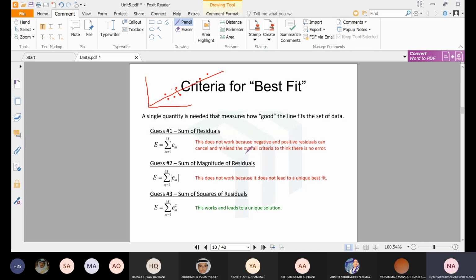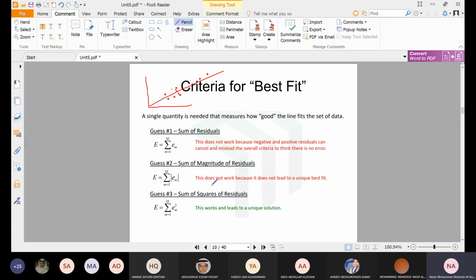So this design does not work, because the negative and the positive errors can cancel and mislead the overall criteria to think there is no error. We assume there is no error because these errors will cancel each other.